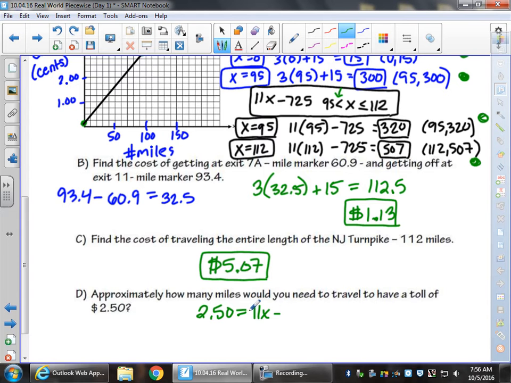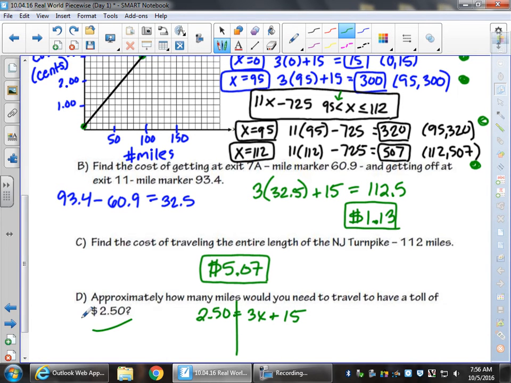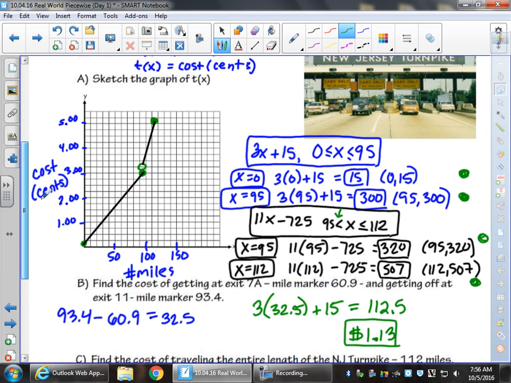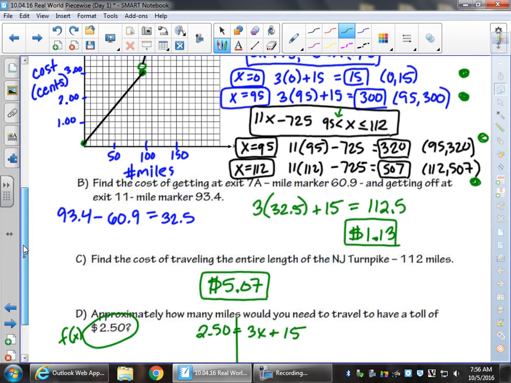$2.50 equals 11. No. Wait. Sorry. I pulled the second piece. $2.50 equals 3x plus 15. So what she outlined as the approach is absolutely correct. I realize that I have a value for y. I have an f of x value. So we go to that axis and we ask ourselves, what piece are we in? That will tell me which equation to use, which in this case is my first piece, 3x plus 15.